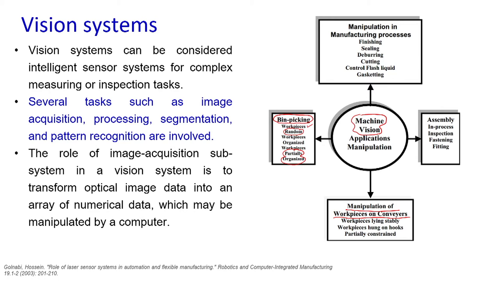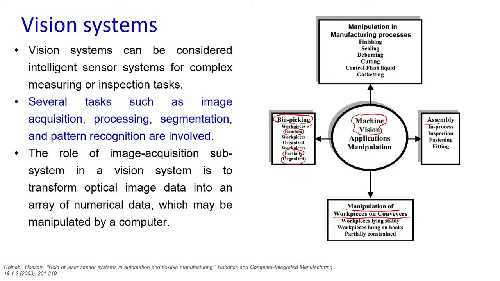Either the workpieces are simply kept on the conveyor, stable and moving in a very uniform way, or the workpieces are hung on hooks and we are doing operations on them. Or some of the workpieces may be partially constrained on the conveyors. So in all the cases, we have to have a machine vision system which will help us to solve the problems.